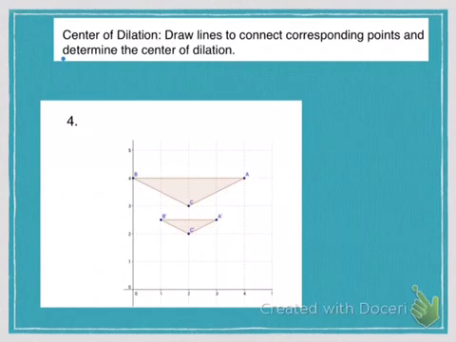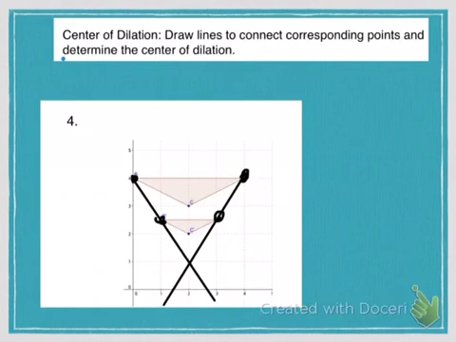Same thing, number 4. Says draw the lines connect to corresponding points. So my corresponding points in my pre-image is A. And in my image is A prime. So I want to draw a line connecting those points. Next, I want to do the same thing with B in my pre-image and B prime in my image and draw a line connecting those points.